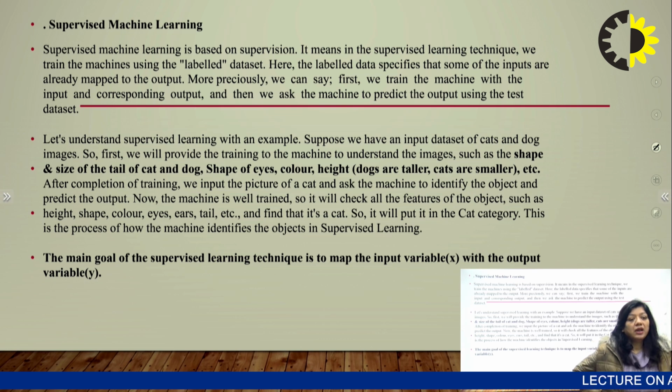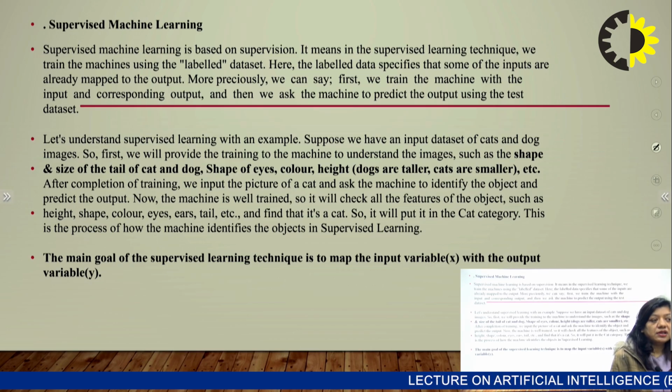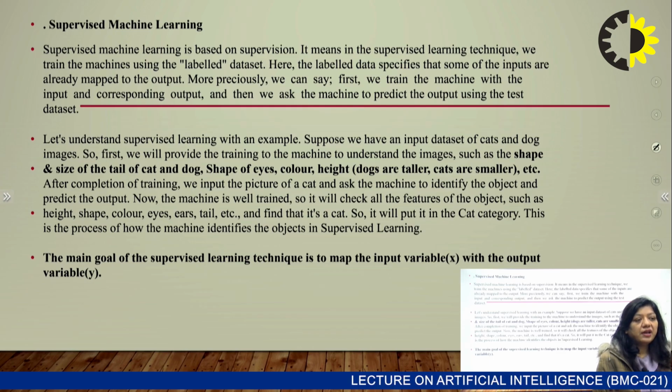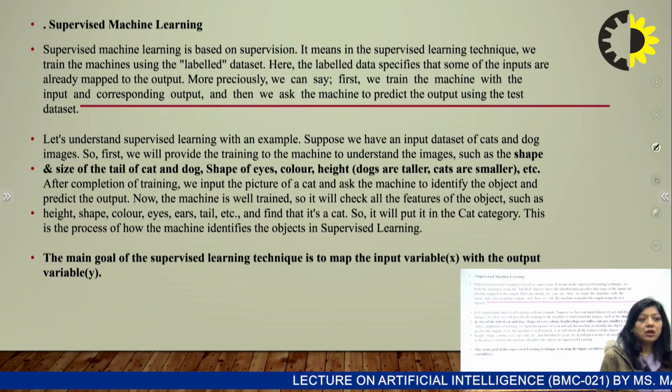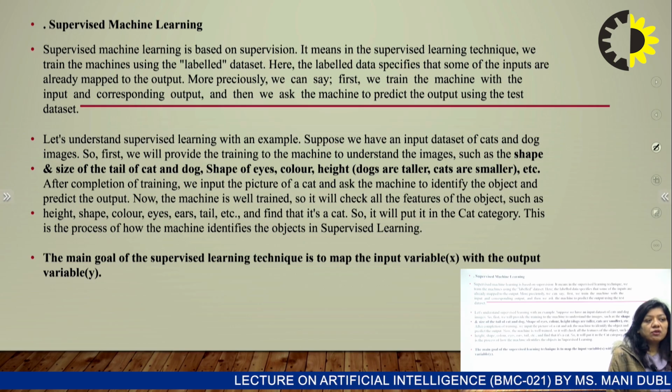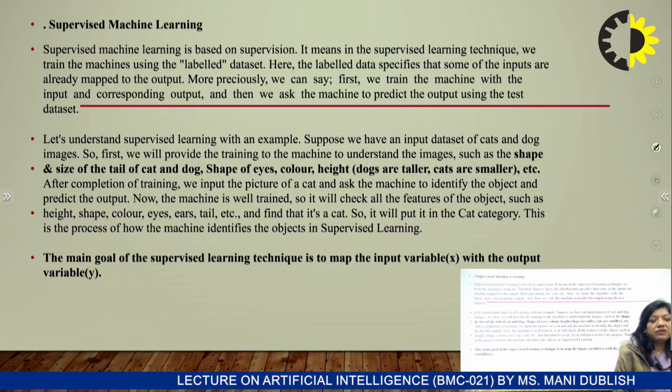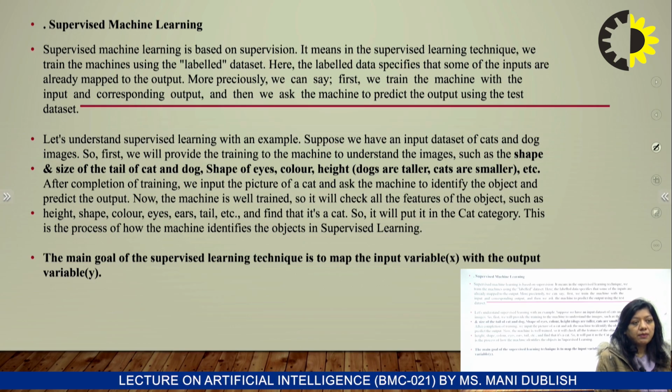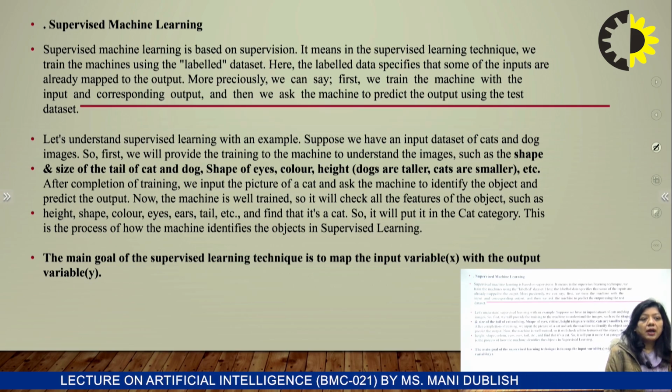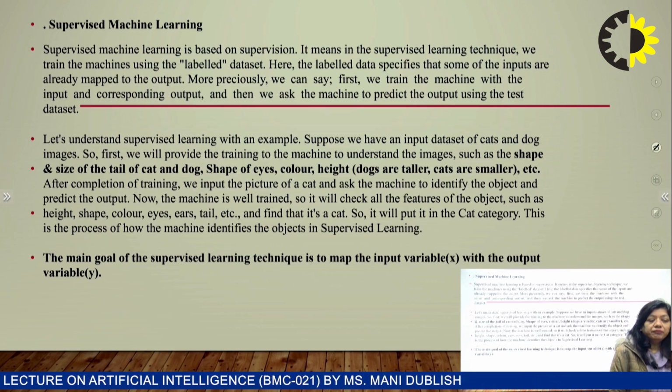Let's understand this concept with an example. Suppose we have an input data set of cat and dog images. First, we will provide training to the machine to understand the images, such as the shape and size of the tail of the cat and dog, shape of the eyes, color, and height. I mean, dogs are taller and cats are smaller, etc.